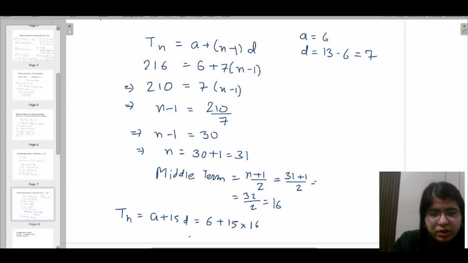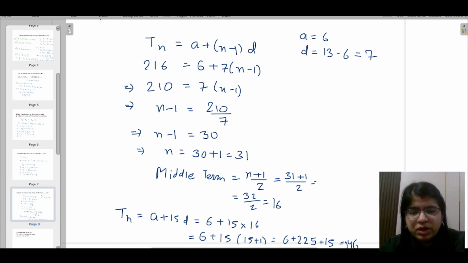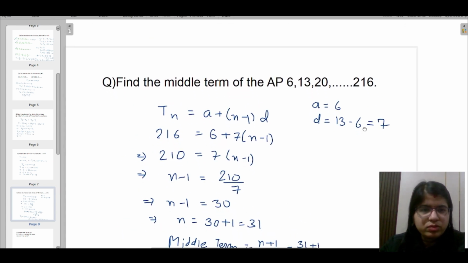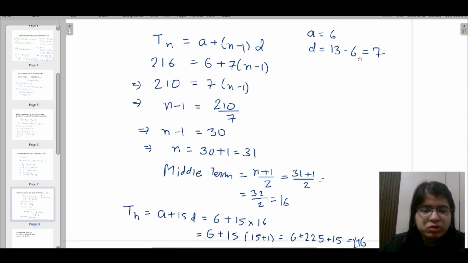So what can we write? A plus 15D. So we have 6 plus 15 into 16, where D is 16. I can write 16 as 15 plus 1. So I will have 6 plus 225 plus 15 into 1, which is 15 here. So we have 5, 5 and 6, so 6, 1. So 246 is going to be the middle term. So students, the term 246 is going to be the middle term.